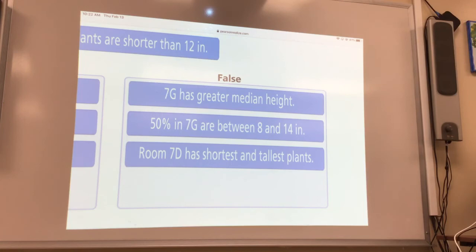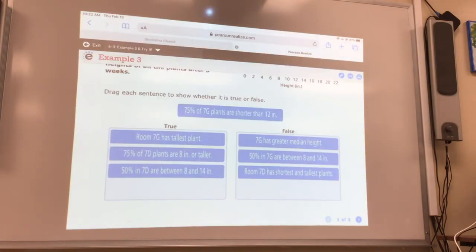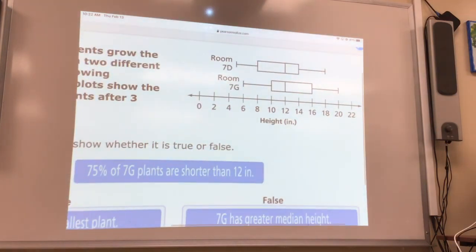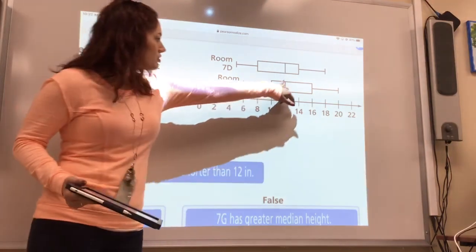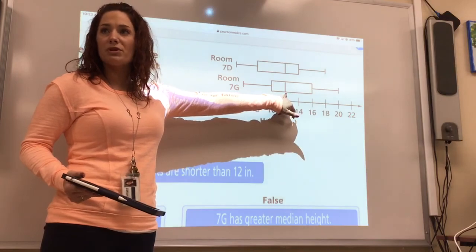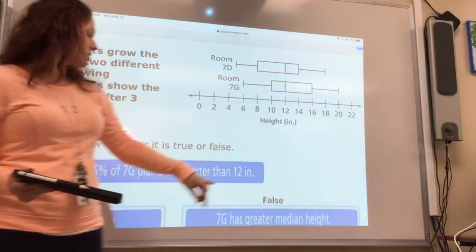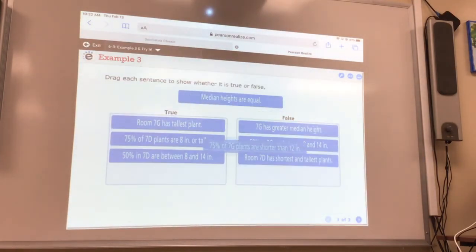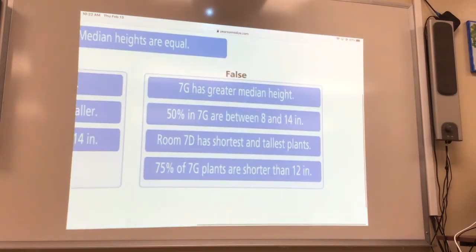All right, next one. Okay, this is another 75% question. 75% of 7G plants are shorter than 12 inches. So here's 12 inches, that's your median. So what percent is less than the median? 50%. They said it was 75. So that's our false statement. That statement should have been that 50% of the plants were shorter than 12 inches, not 75. And it doesn't include 12, so it's even less than 50%.